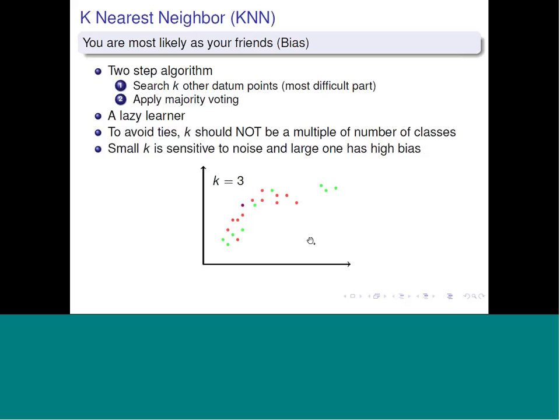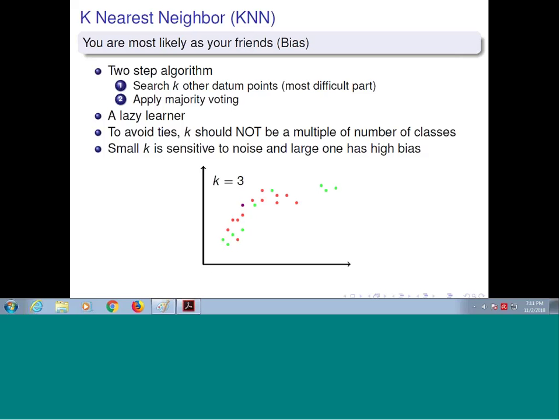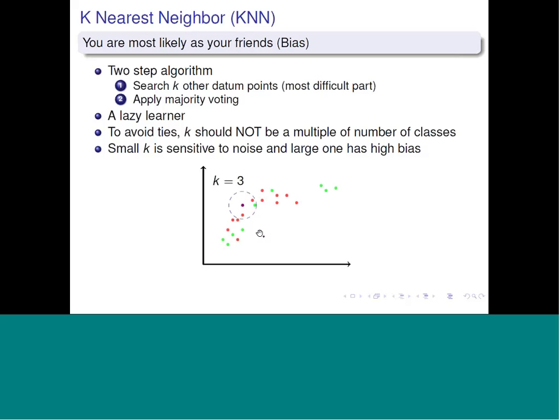Okay, what about this point? This is the new point. Can you tell me what is the classification for this item? Red. Alright, let us see.